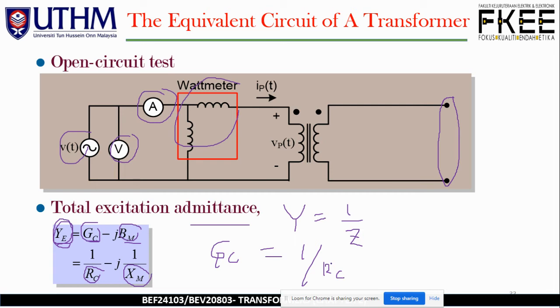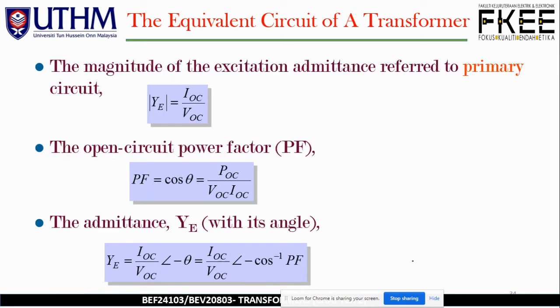Okay. And then finally, the susceptance of the magnetizing inductor is given by here. So we have done with GC. So we have BM over here. The susceptance is equal to 1 over XM. Okay. So this is the easiest method you can use in order to calculate the excitation admittance.